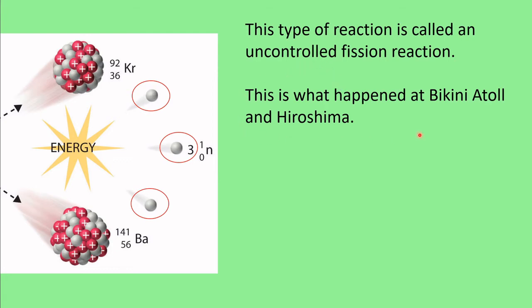And this is what happened at Bikini Atoll and Hiroshima with the nuclear bombs. It was an uncontrolled fission reaction that released a lot of energy in a very short amount of time. Now this is not very useful for us if we want to build a nuclear power station out of this. We need to find a way to make it a controlled fission reaction.